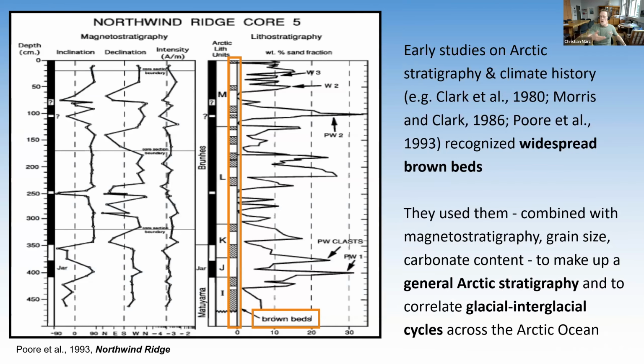But this is just to show how the people in the 80s and 90s went ahead. They identified these in this middle picture here, these so-called brown beds. Often they are associated with certain grain size changes, and sometimes also with a certain ichnofacies. And they basically use them to generate an Arctic stratigraphy and to correlate glacial interglacial cycles across the entire Arctic Ocean.